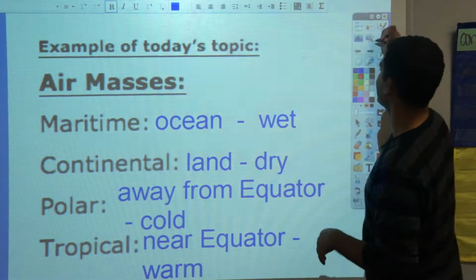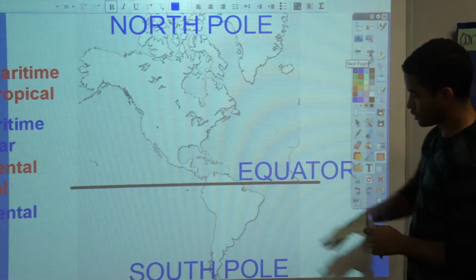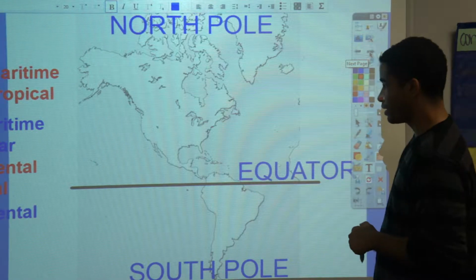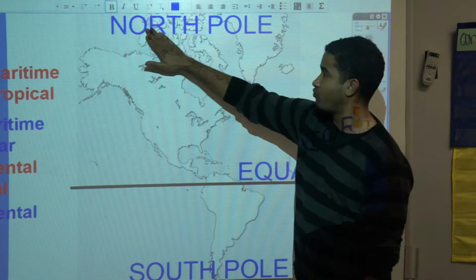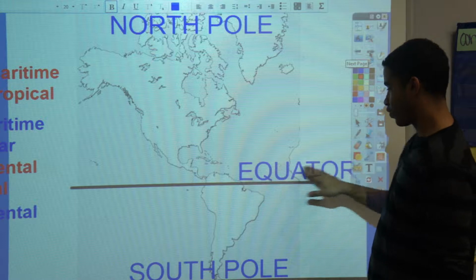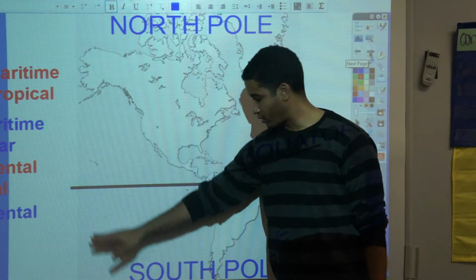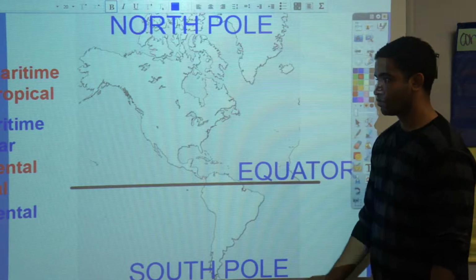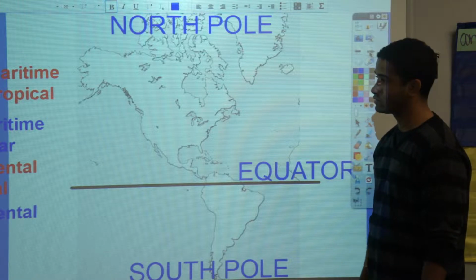So let's look at these air masses. So here is our map. Go ahead and write North Pole at the top, equator, draw the equator and South Pole right here. Pause the tape, give you a second.